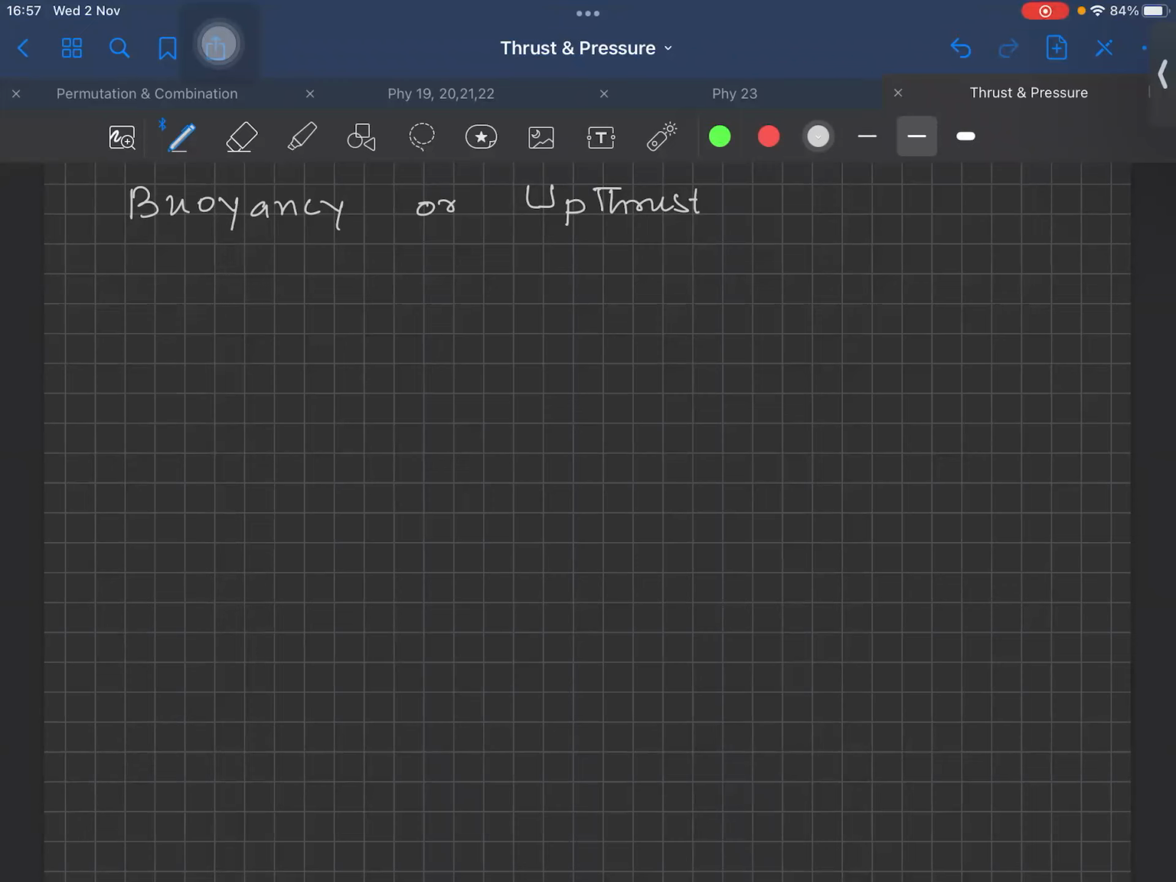Done. Okay, let's understand buoyancy or upthrust. Have you ever done the experiment where you put, let's say, an air balloon in water? Have you ever tried that?